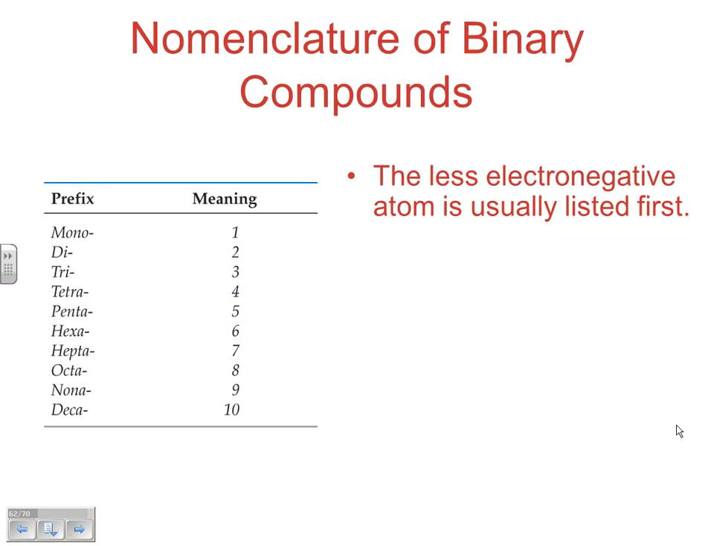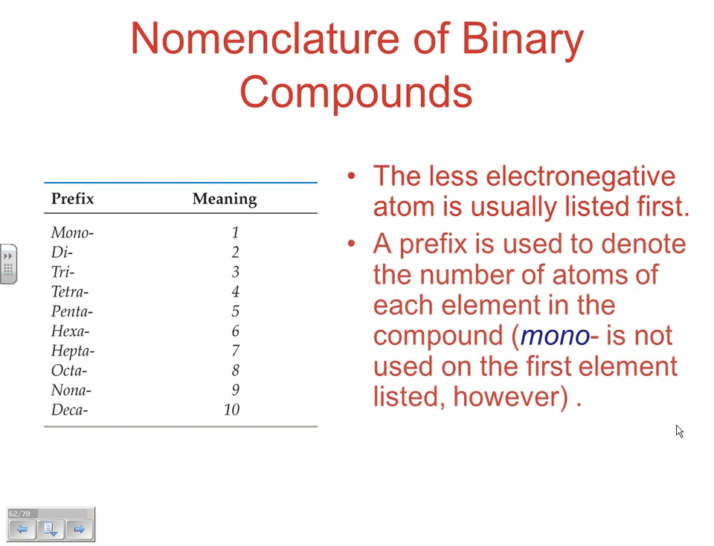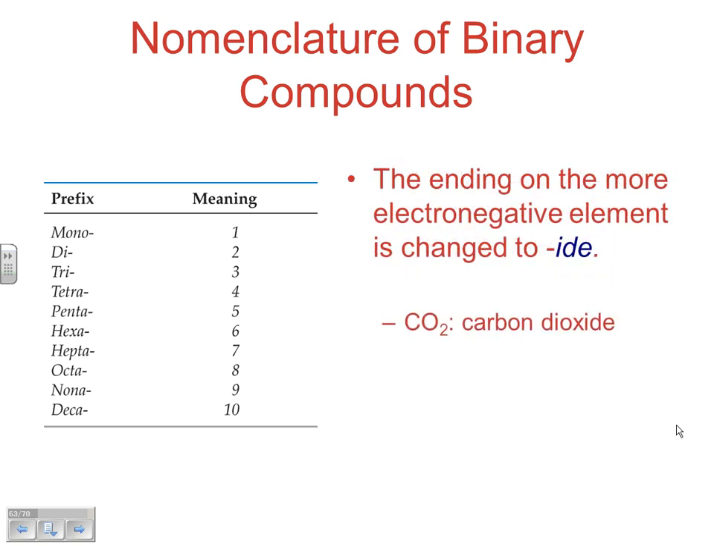The less electronegative atom is always listed first in binary compounds. So electronegativity plays a role in this. So when you have water, there's a reason why it's H2O and it's not OH2, because you always list the least electronegative first, and that's something we might not have talked about in pre-AP. Now, a prefix is used to denote the number of atoms of each element in the compound. Mono would be 1, but by notation we don't use mono on the first element. Now, the ending on the more electronegative element is changed to "ide." So the second one listed would become an "ide."